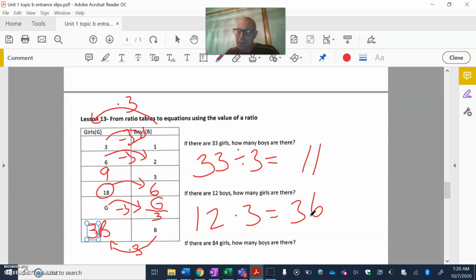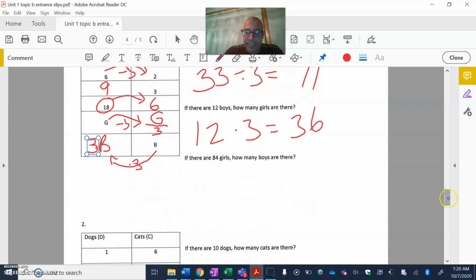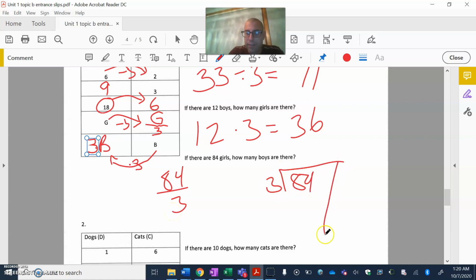And then they're saying, hey, what about if there's 84 girls? Okay. So again, to get from the girls' side to the boys' side, we are always dividing by 3. So what we need to do here is divide by 3. So I need to take the 84, divide it by 3. So yeah, let's do some division off to the side. Not too bad here.